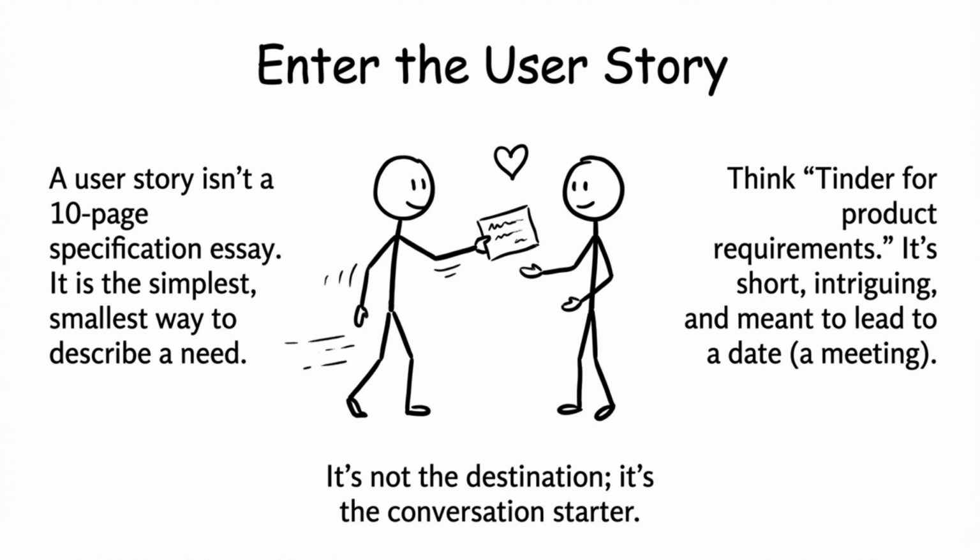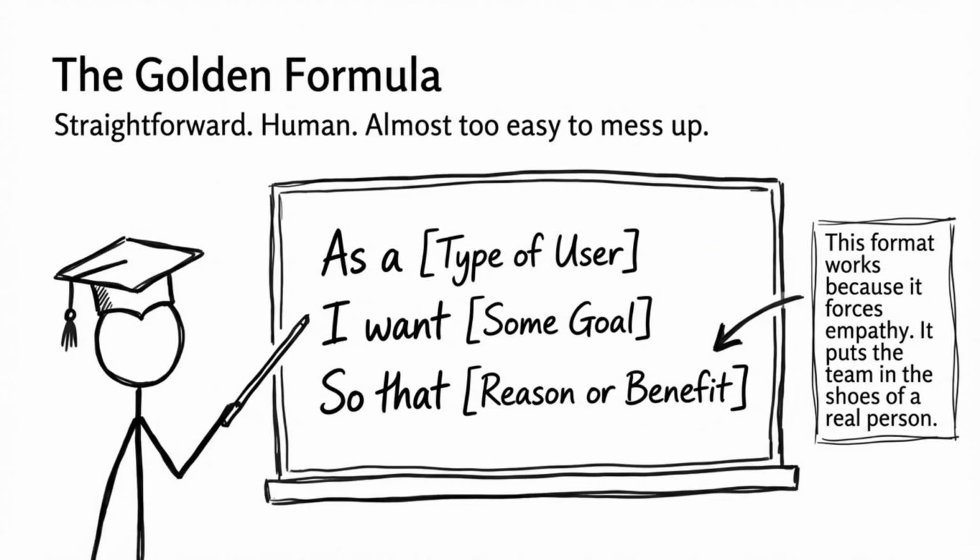Enter the user story. See, it isn't some 10-page specification essay. It's actually the simplest, smallest way to describe a need. Think of it like Tinder for product requirements. I mean, it's short, intriguing, and it's basically meant to lead to a date. A meeting. It's not the destination, right? It's just the conversation starter to get things moving.